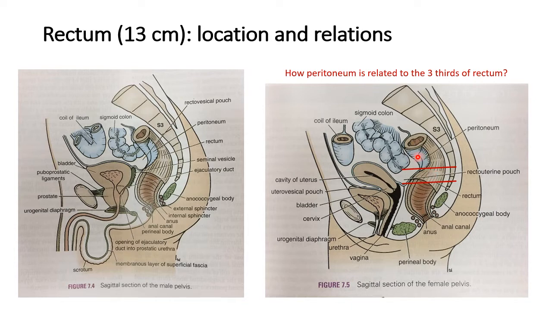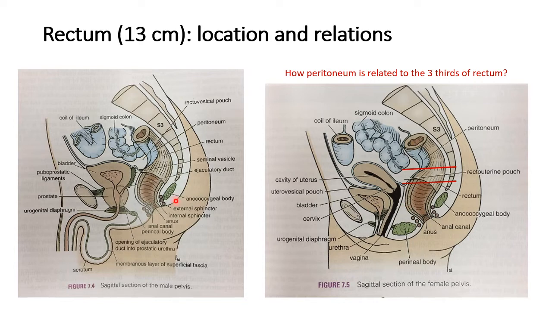Now, the upper third is covered by peritoneum anteriorly and on the lateral sides, on the right and left. The middle third is only covered by peritoneum on the anterior side. The lower third has no peritoneum. It's completely extraperitoneal. Again, the upper third is covered by peritoneum anteriorly and laterally on both right and left sides. The middle third only anteriorly. The lower third has no peritoneum.